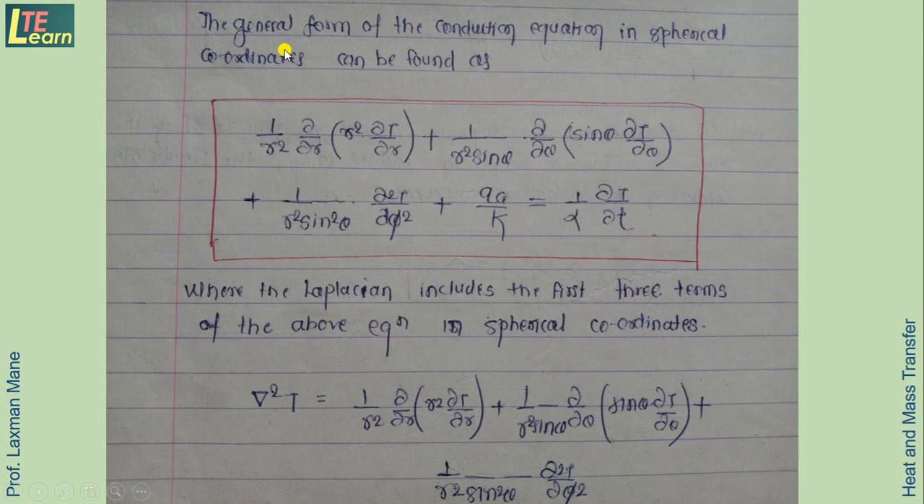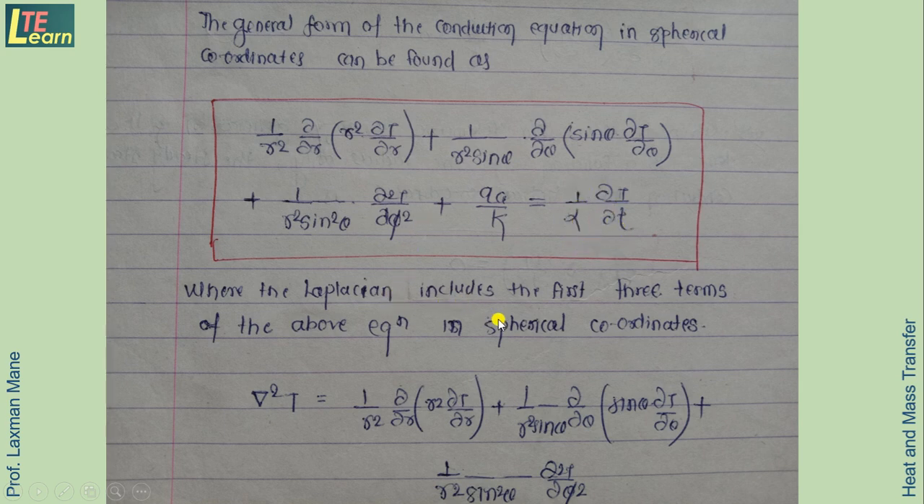Here the general form of the conduction equation in spherical coordinates can be written in this way. This is the first part of the equation, along the radius. This is the second part along the angle theta. This is the third part along the angle phi. This is the internal heat generation, and the right side is the thermal diffusivity.